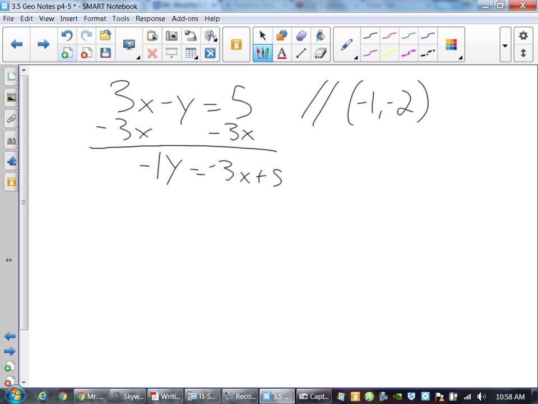So how do you get rid of the negative? Divide everything by -1. The reason I put that -1 there is so that I remember, hey, I've got to divide everything by -1. And now you get y by itself because -1 divided by -1 is just 1. And then -3 divided by -1 is 3. And now we have our original slope. Okay.